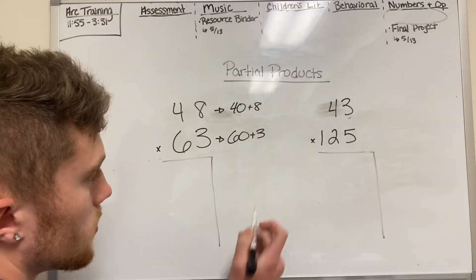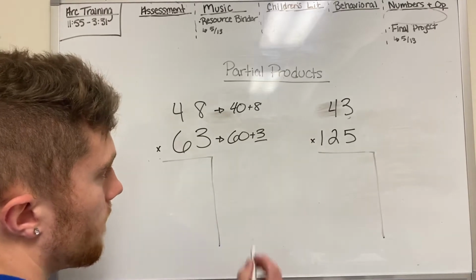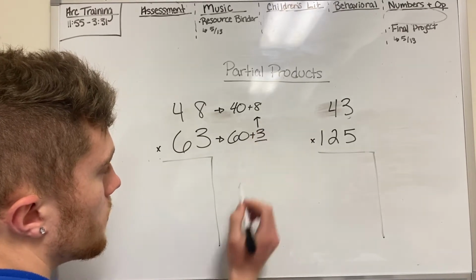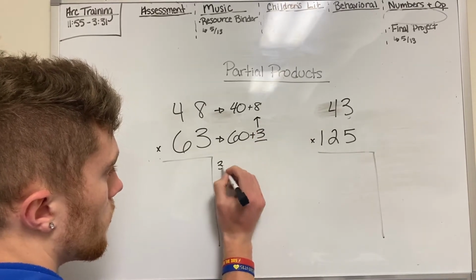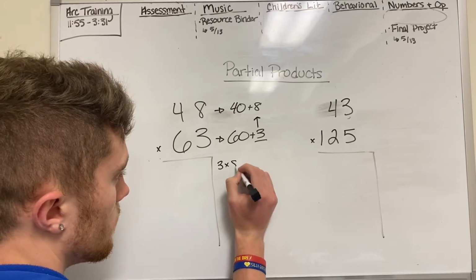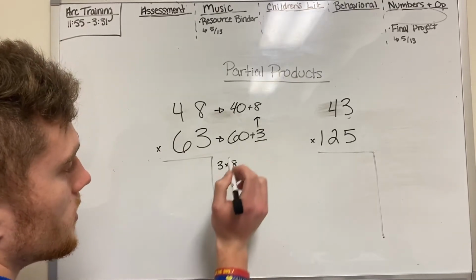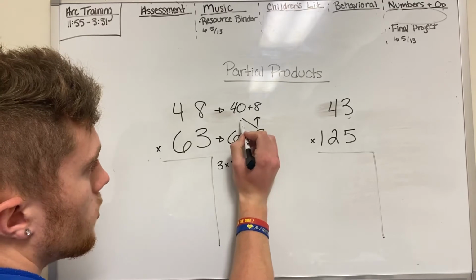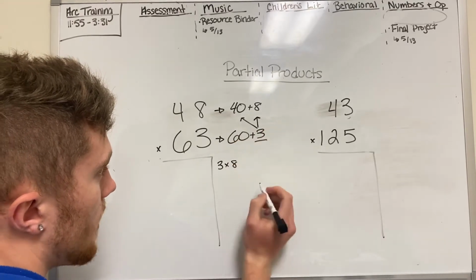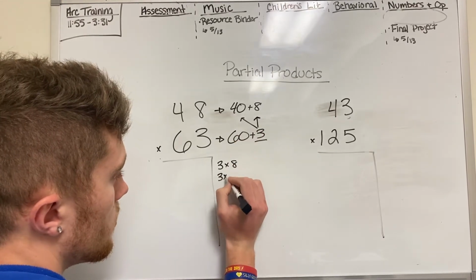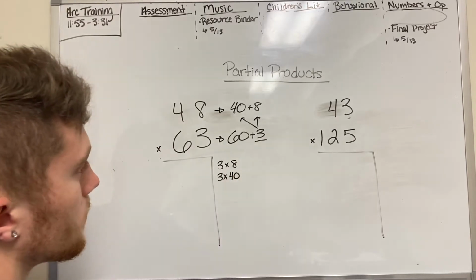Next, what we're going to do is we're going to take the ones place of the bottom factor and multiply it by the ones place of the top factor. So 3 times 8. Next, we're going to take the ones place of the bottom factor and multiply it by the tens place of the top factor. So we have 3 times 40.